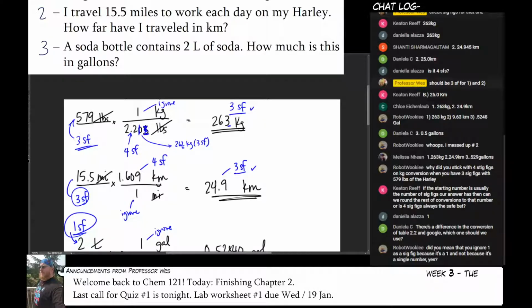There's a difference in the conversion of table 2.2 in Google. Which one should we use? Use either one. You'll get an answer that's close enough to the correct answer.